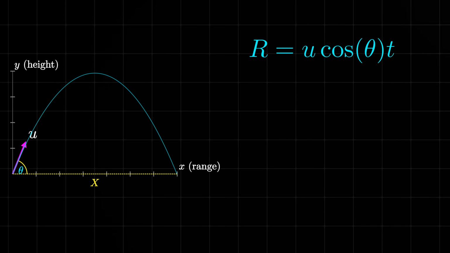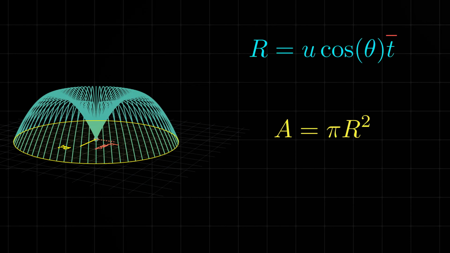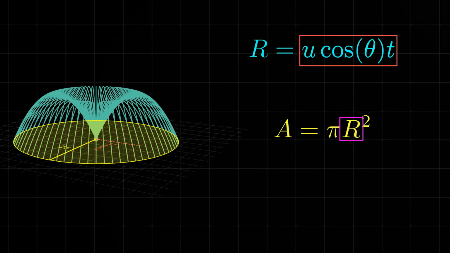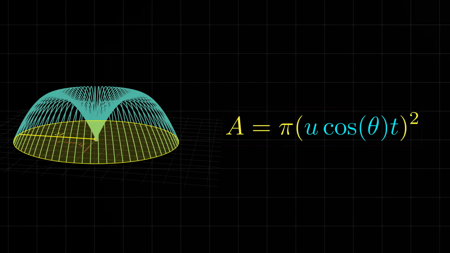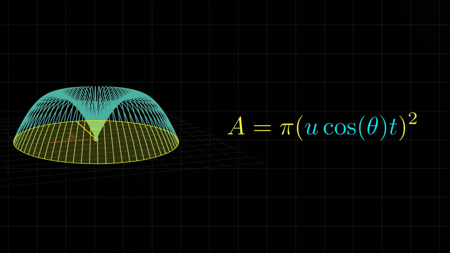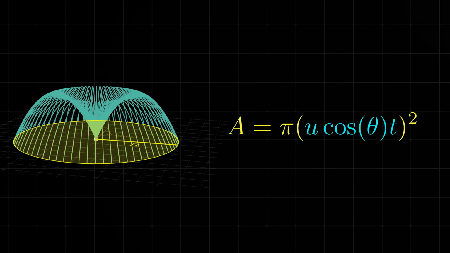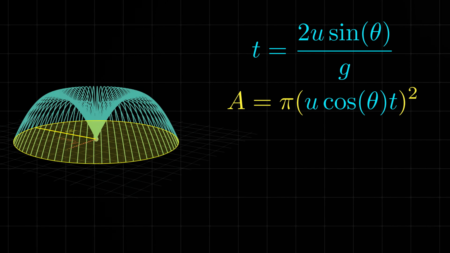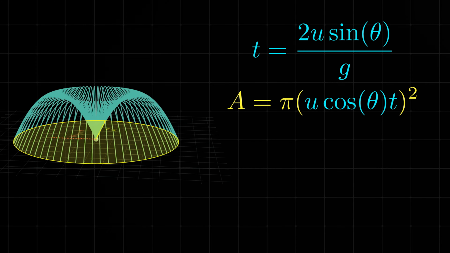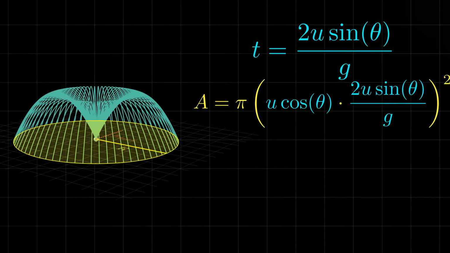The equation for area that gets wetted is pi r square. We can substitute the value of r into the area equation, which gives us A equals pi (u cos theta t) squared. But wait, we already know the equation for t. Now let's substitute the value of t back into the equation for the area. If I do that, the equation we'll get is shown here.